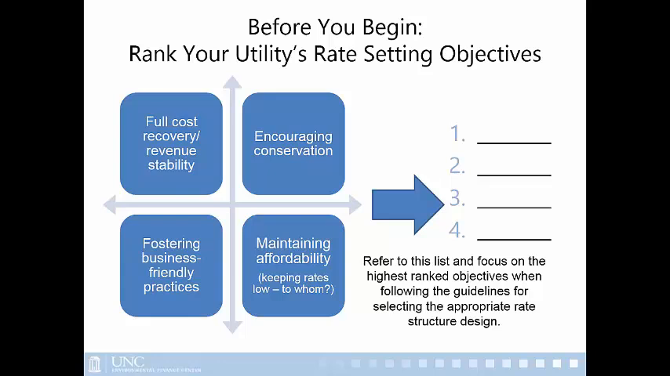The next step is to think strategically about your utility. I would say that it's very difficult, probably impossible, to meet all sorts of objectives that a utility would typically want to see with one rate structure. I don't think that ever really happens. I think there's always going to be trade-offs. So for example, we're showing 4 different objectives here.